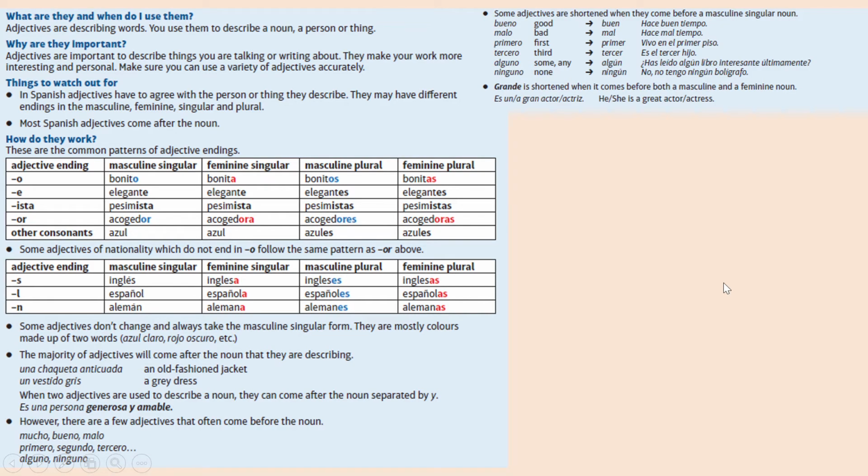Here we've got quite a lot of information as to how we use our adjectives, and you've got some really key information at the bottom here, this point in particular, because there are a few exceptions to the rule. Some adjectives do come before the noun, and some of them are shortened even further if they are before the noun. So pause the video, take as much time as you need to make any key notes about this.